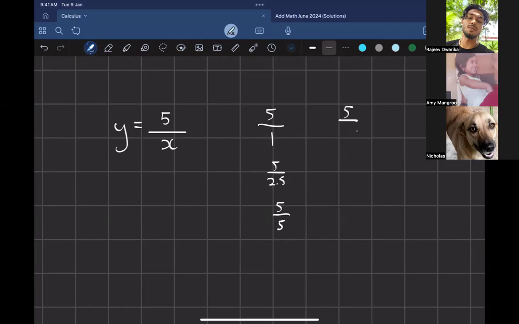Amy, hit him with it now. 5 over what? 0. Ask him, Amy. How many zeros does it take to make 5? That's a good question. Plug it into your calculator and see if it gives you a number. Five over zero. Math error. Boom, it blew up.